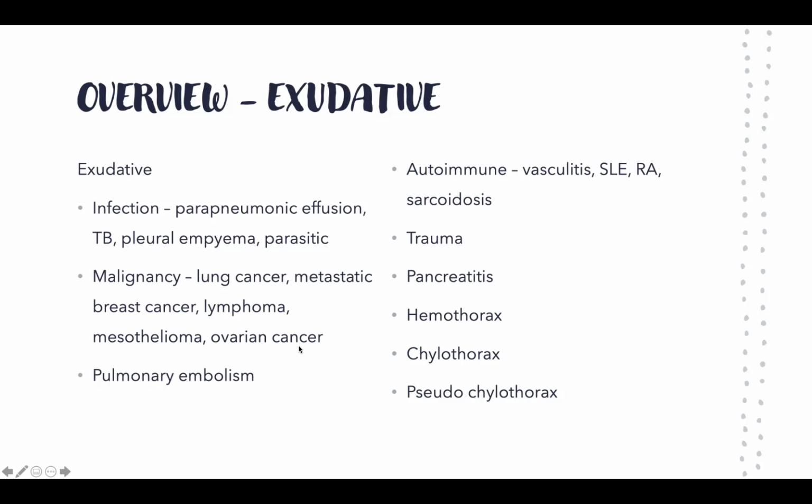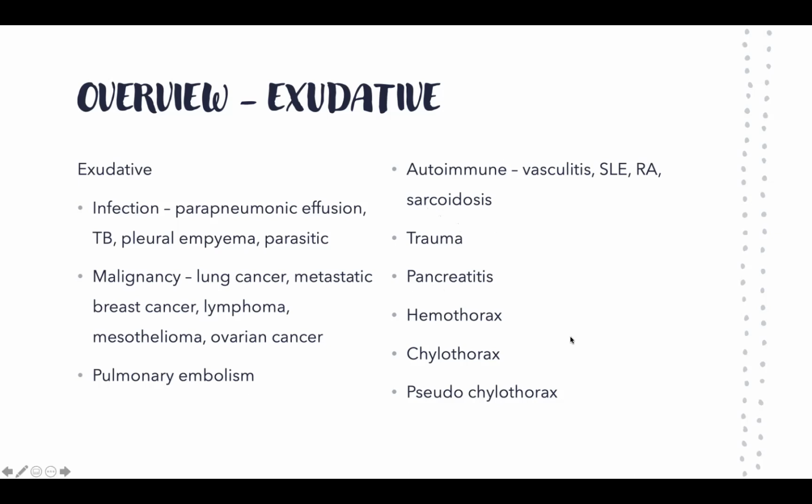And ovarian cancer. So why would ovarian cancer, isn't that in the abdomen? Well, remember how some fluid can actually come through the gaps of our diaphragm? Ovarian cancer can lead to ascites and fluid in our peritoneal cavity, which can then later lead to associated pleural effusions. So pulmonary embolism is also a known cause of this. And again, our inflammatory causes, so autoimmune. Pancreatitis is an important cause. Again, that fluid from that diaphragm can enter into our chest cavity.